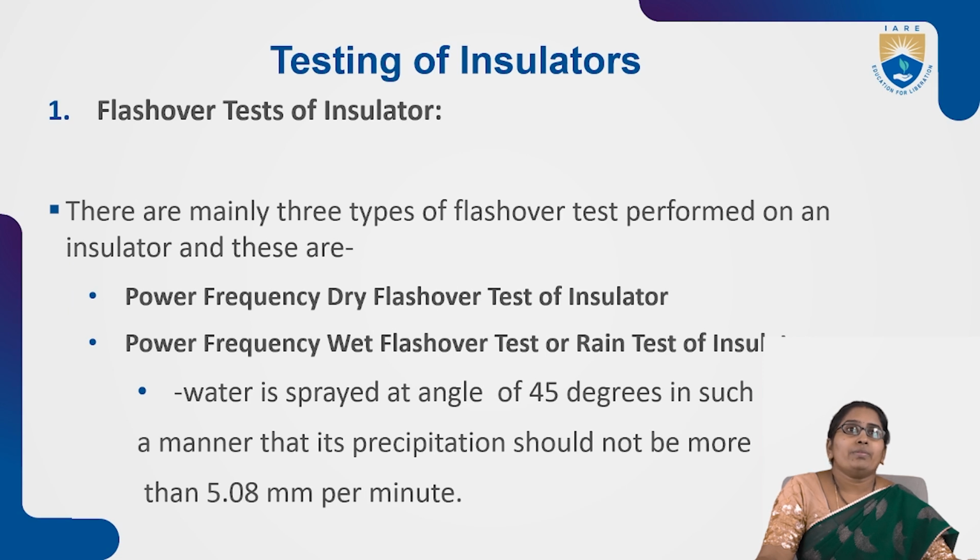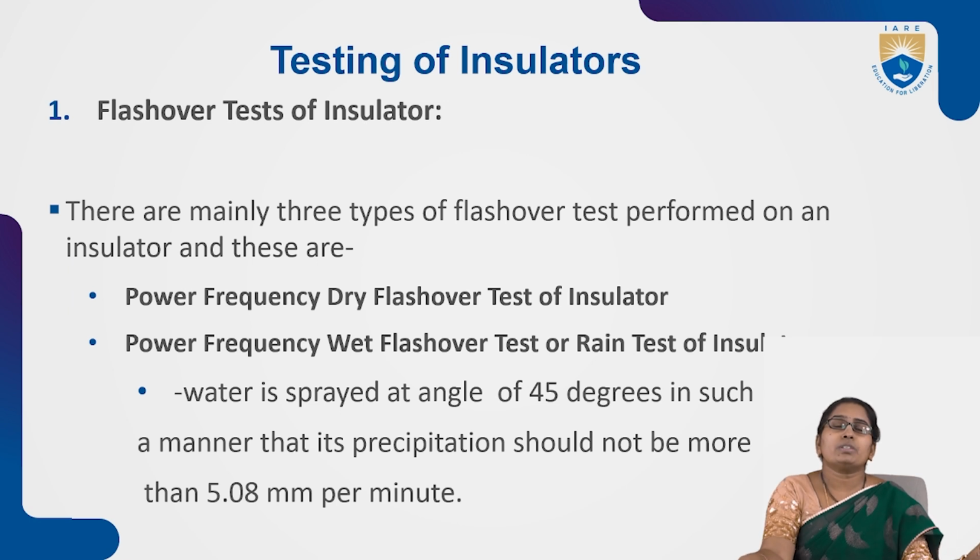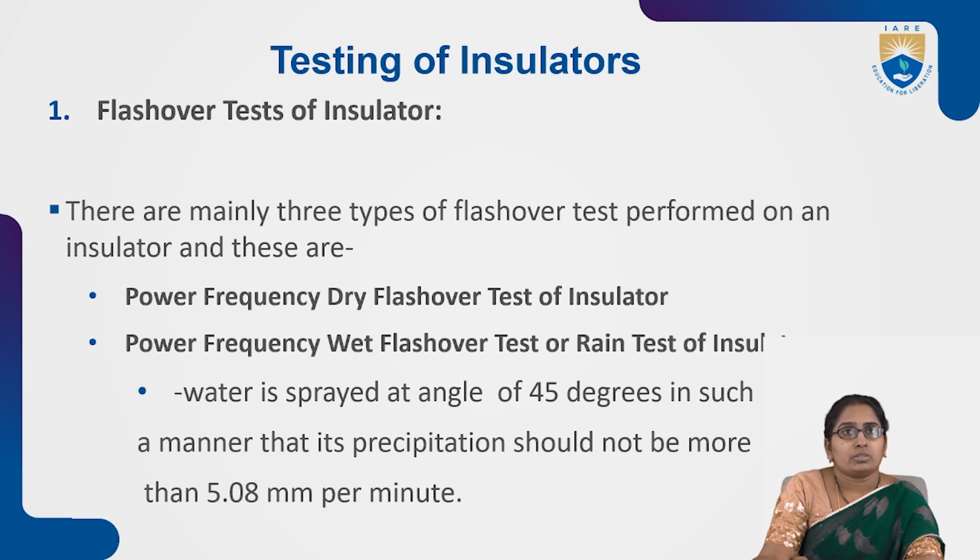Now the second one, power frequency wet flashover test, or rain test. They also say it as the rain test of insulator. In this, water is sprayed at an angle of 45 degrees over the insulator in such a manner that its precipitation should not be more than 5.08 mm per minute. So they are doing the power frequency test with wet conditions. That is how they spray the water.